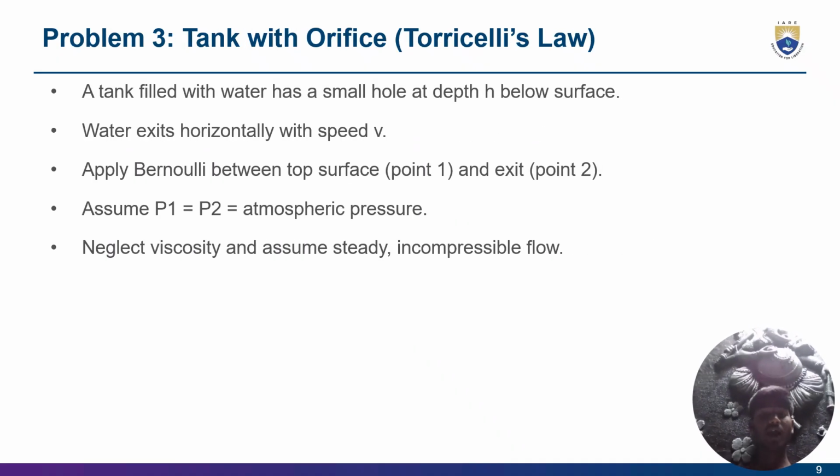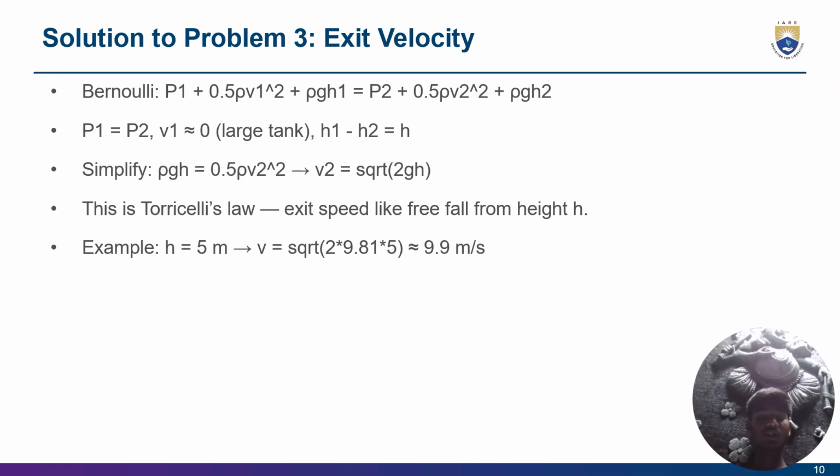Problem 3. Tank with orifice. A tank filled with water has a small hole at some depth below the surface. Bernoulli: P1 plus 0.5 rho V1 squared plus rho g h1 equals P2 plus 0.5 rho V2 squared plus rho g h2. P1 equals P2, V1 equals 0 for a large tank, h1 minus h2 equals h. Simplify: rho g h equals 0.5 rho V2 squared, so V2 equals square root of 2 g h. This is Torricelli's law: exit speed is like free fall from height h.